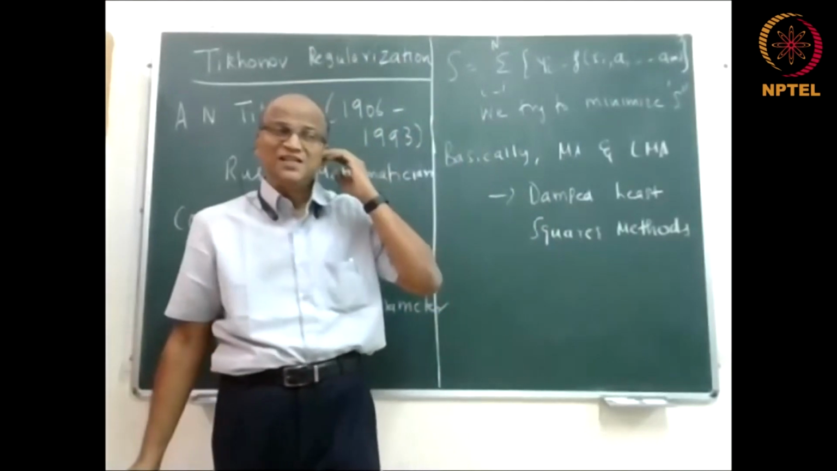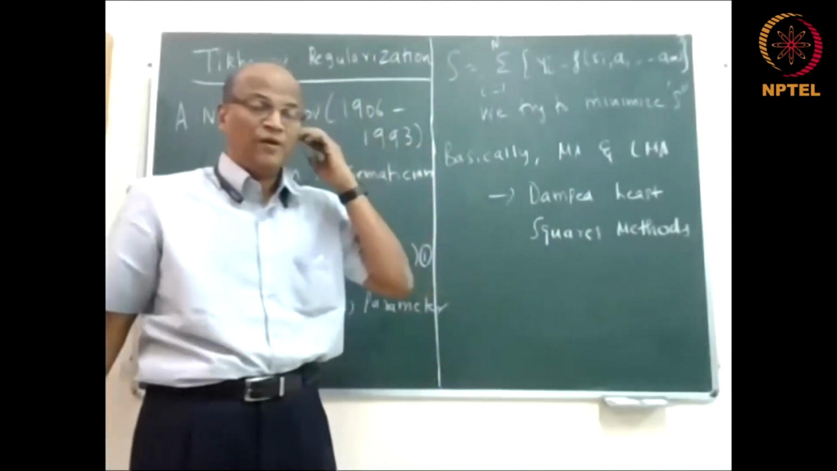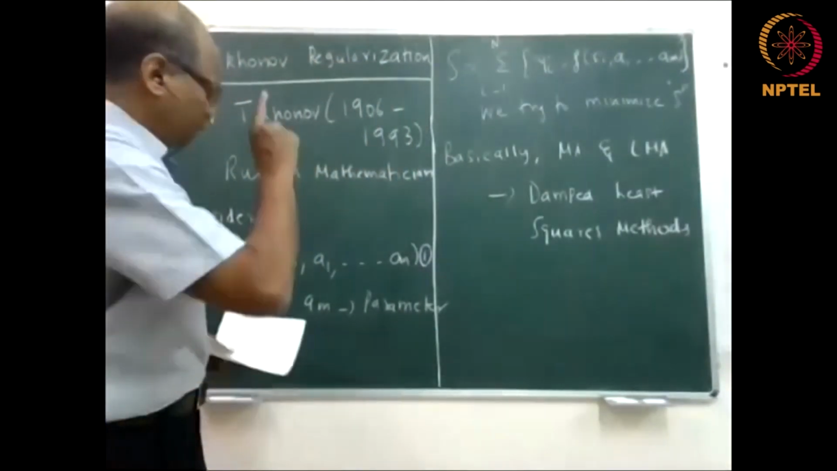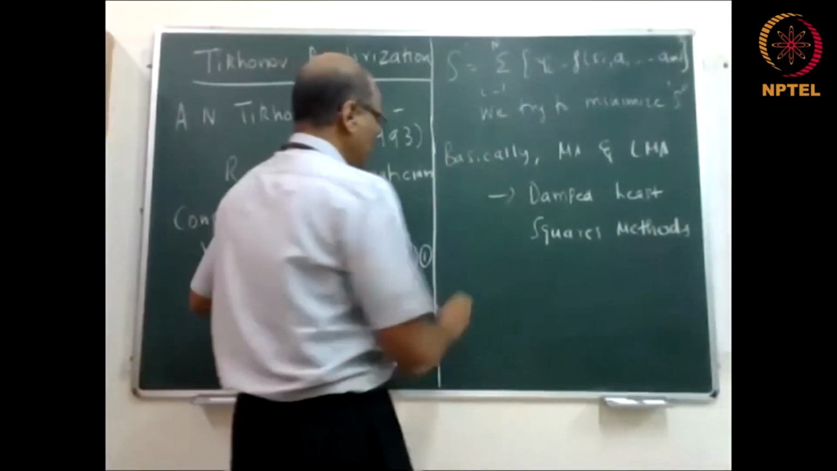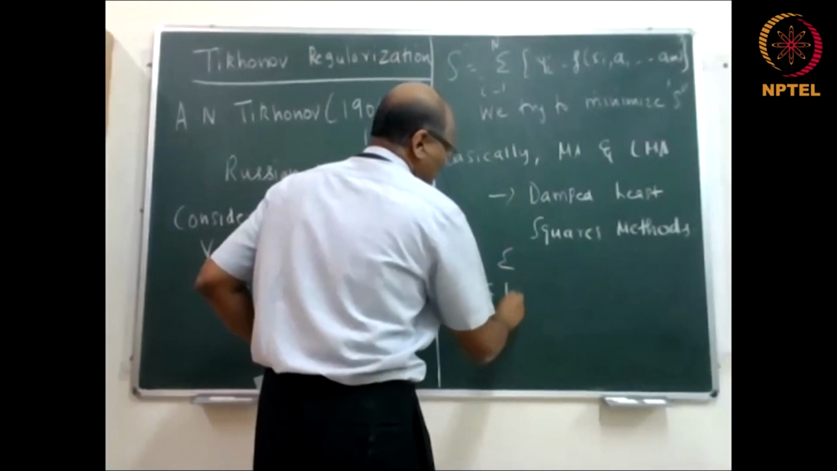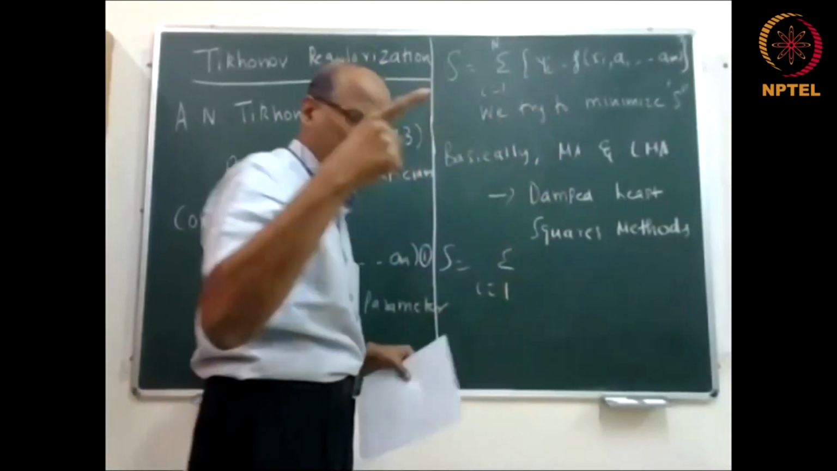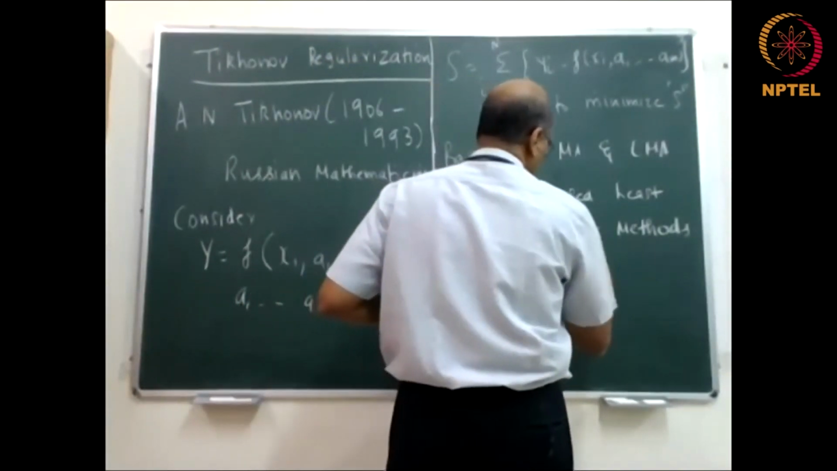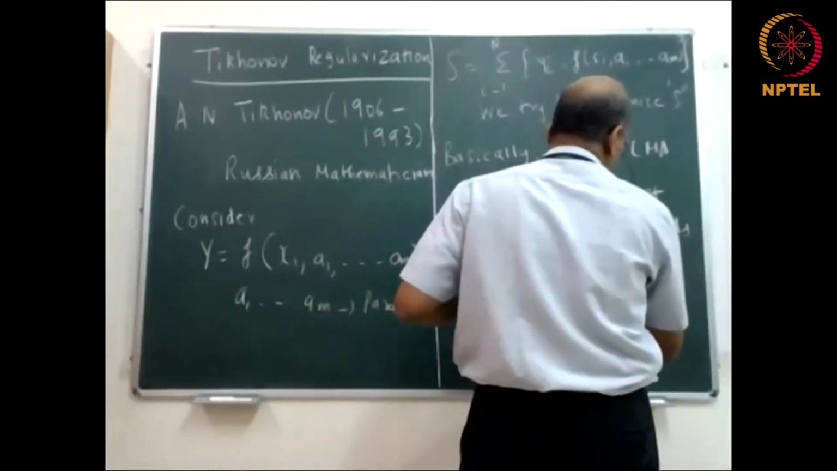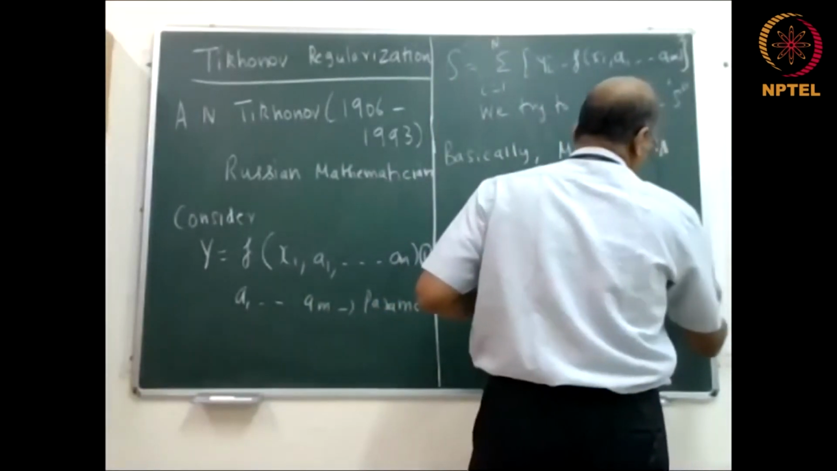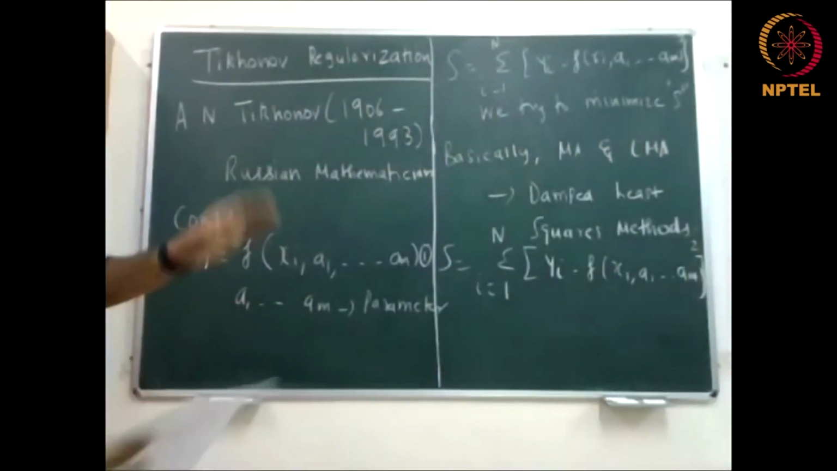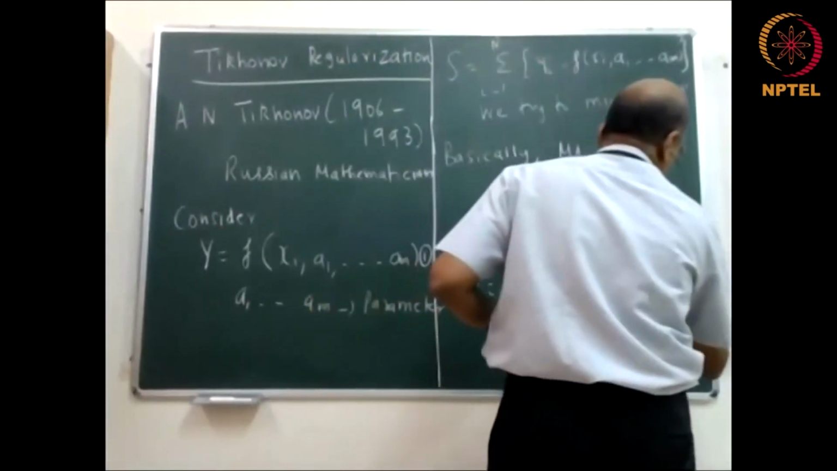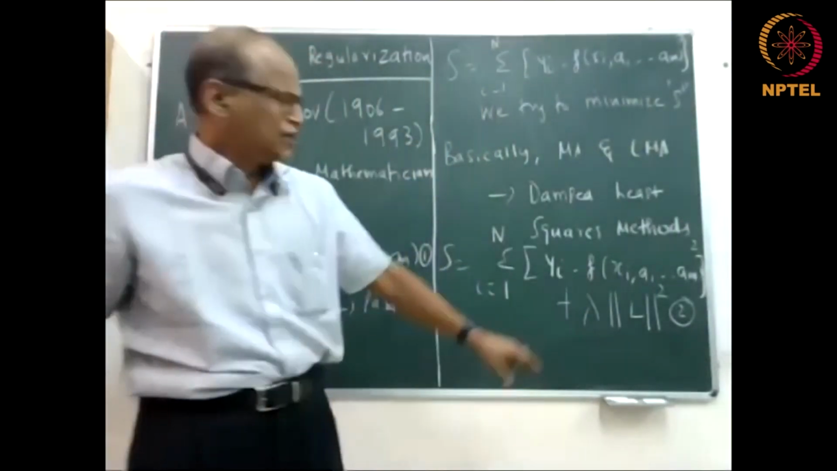These highly mathematical ideas, you can see that many of these have come from Russia. Russians are extremely good in mathematics. What he proposed was that we should actually minimize S plus some lambda times L, whole square. This lambda is again a non-negative damping factor.